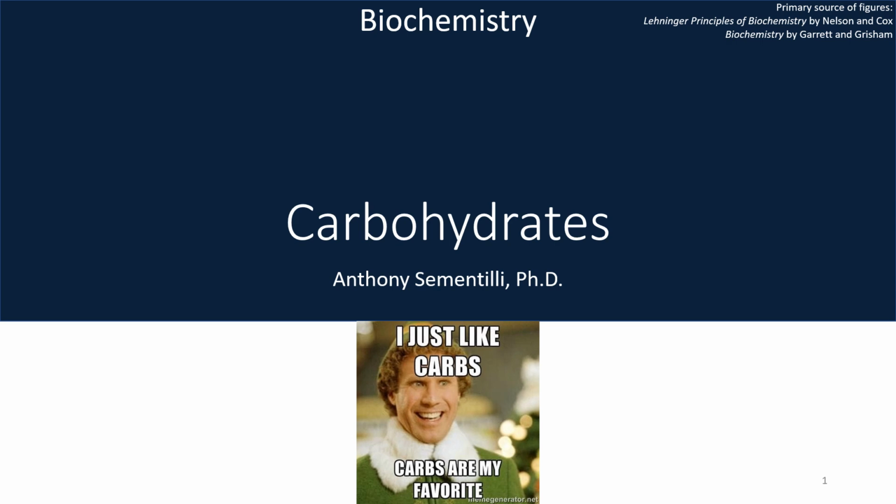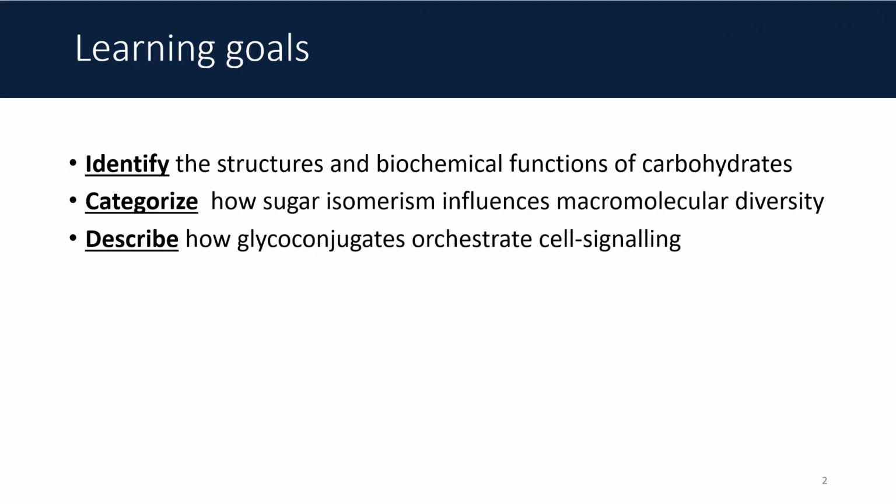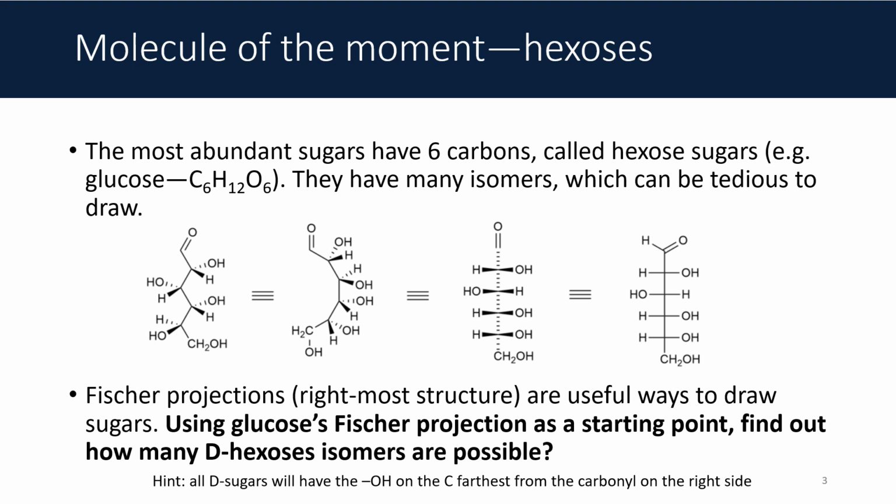Let's keep the ball rolling and discuss carbohydrates. Our learning goals will feature lots of identification. We will be identifying the many structures and many biochemical functions attributable to carbohydrates, and we will categorize how the many ways these sugars can isomerize ultimately influences their macromolecular diversity. And there will be a little bit of description on how these certain glycoconjugates can orchestrate cell signaling as well as recognition.